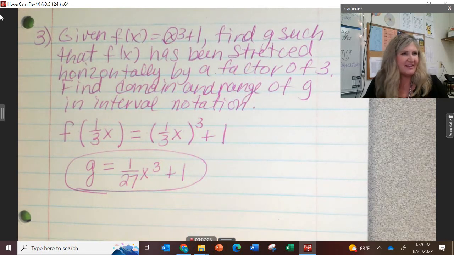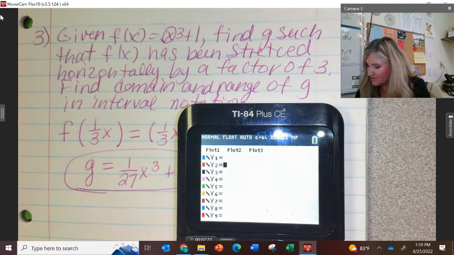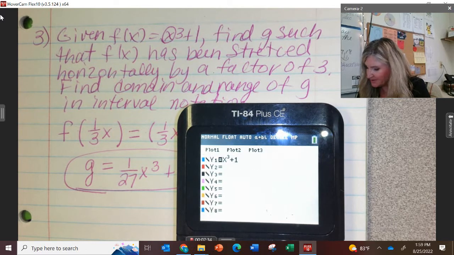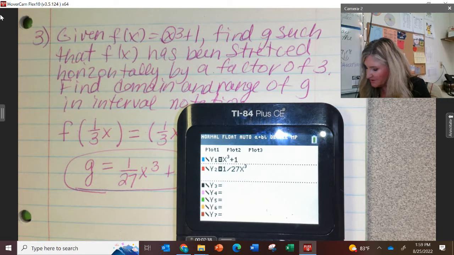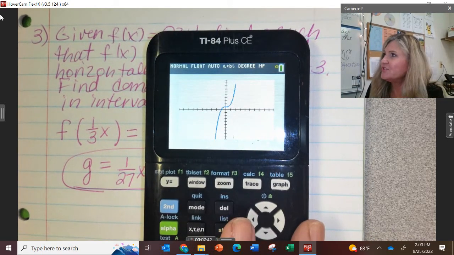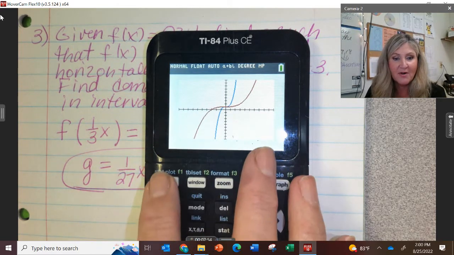It doesn't feel like that's a stretch, does it? Just let me show you though, because I know how that goes. Like you think that doesn't seem like a stretch. But watch, x cubed plus 1 compared to 1/27 x cubed plus 1. Watch it. Here's the original one. Here comes the new one. Can you see how that is stretched horizontally by a factor of 3? We feel like it's not right, but it is.